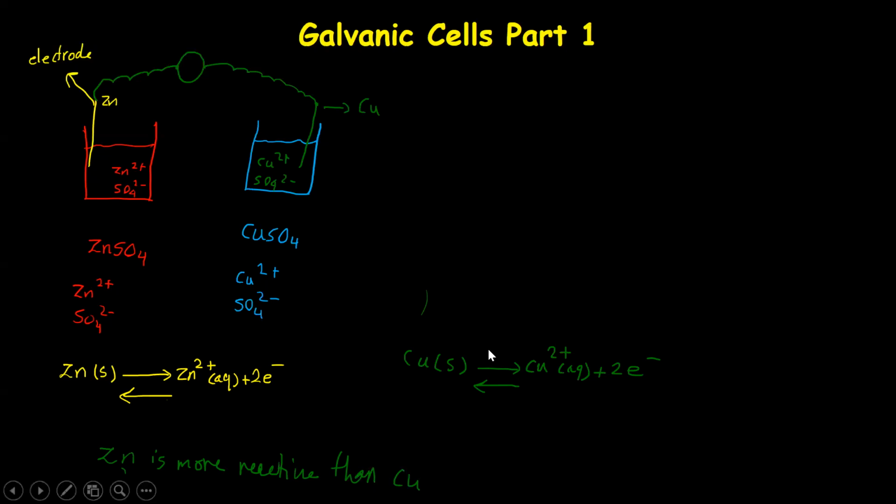What does it mean? Because they are metals, and when we talk about reactivity of metals, it's about losing electrons. It means zinc can lose electrons much easier than copper. So in this case, between zinc and copper, zinc is the winner. Zinc can lose electrons.